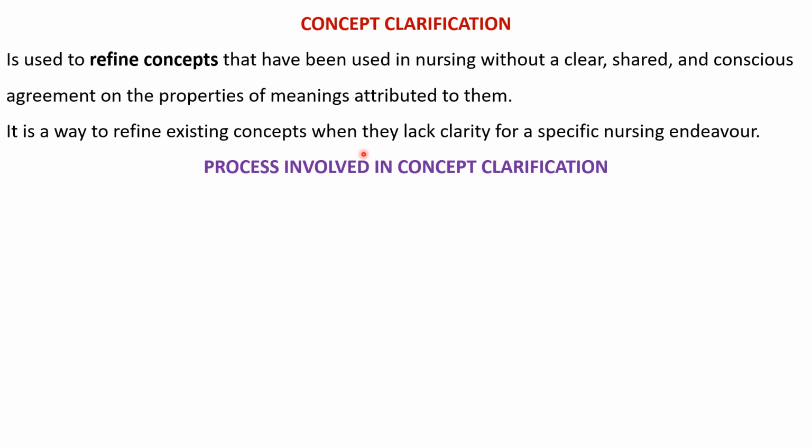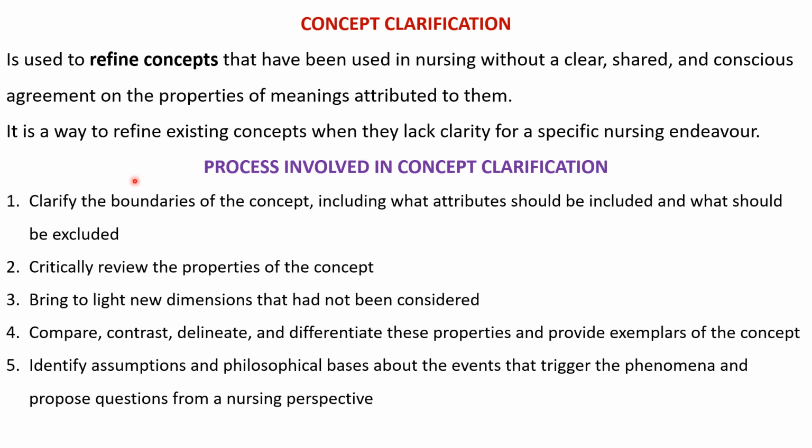Processes involved in concept clarification are: clarify the boundaries of the concept, including what attributes should be included and what should be excluded when we are talking about a particular concept. For example, think of Orem's self-care model, that self-care concept. What are the boundaries we have to keep for that self-care?